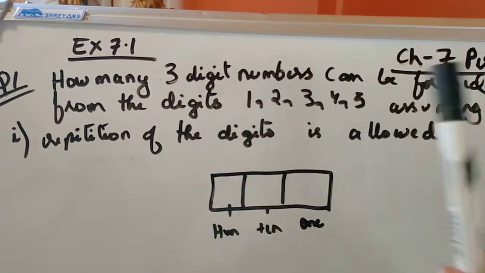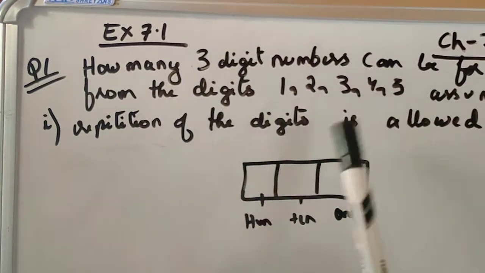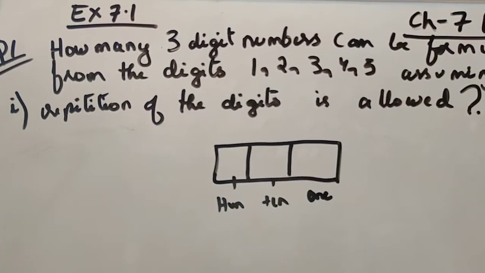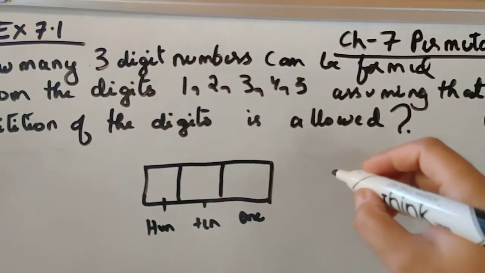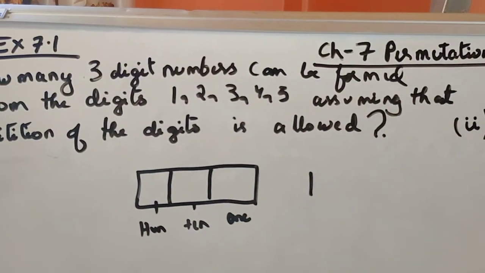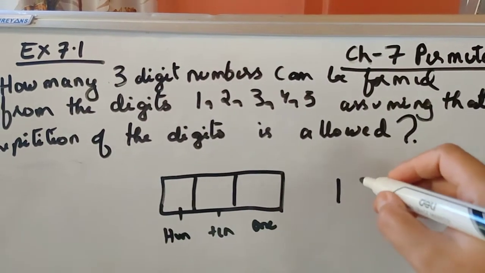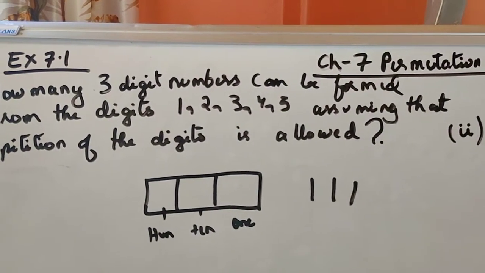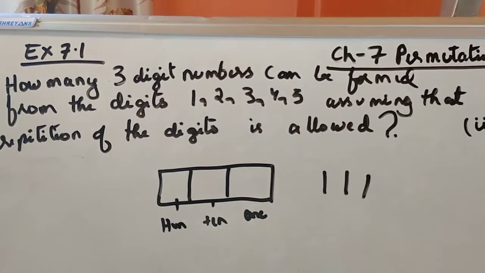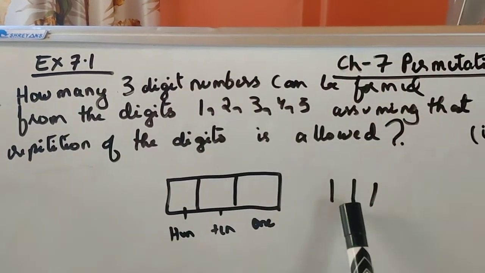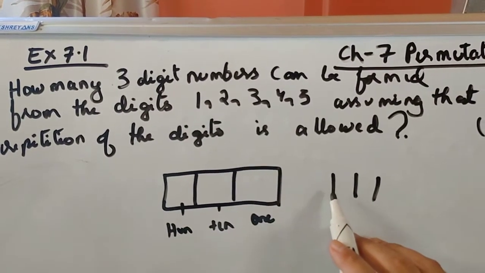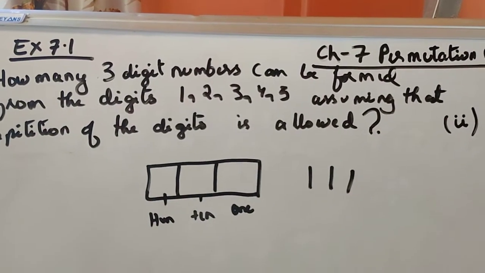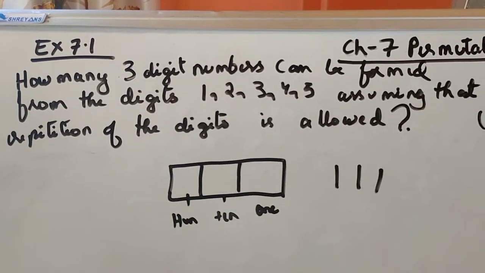From the digits 1, 2, 3, 4, 5. Now first, repetition of the digits is allowed. That means, say for the 100's place, suppose for example you're taking 1, and again in the 10's place also you're taking 1. Similarly in the 1's place also you're taking 1. That means 111 is a 3-digit number. You see here repetition of a digit is allowed. That's why first in the 100's place I have taken 1. In the second one also I can keep 1, and in the 1's place also I can use 1. That is the meaning of repetition of digits.